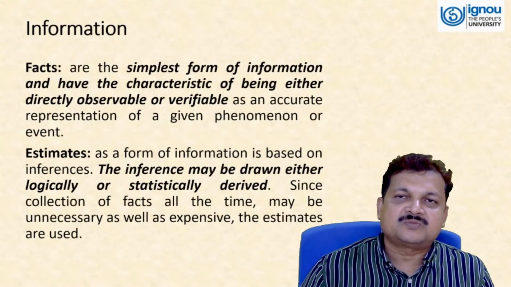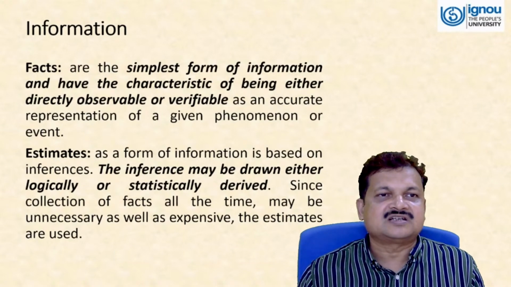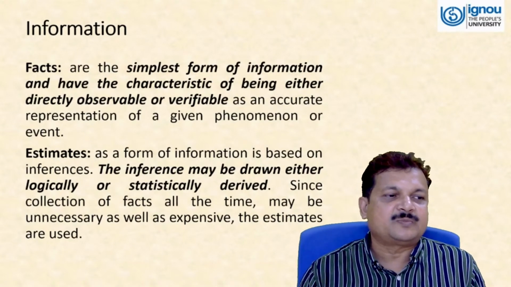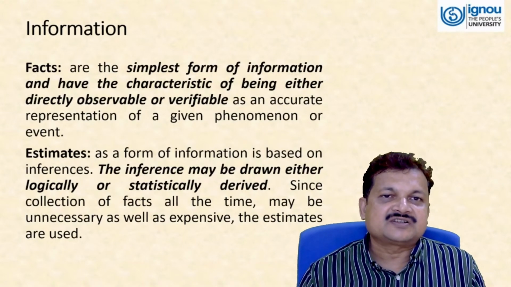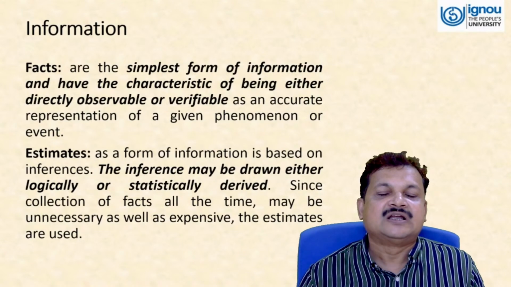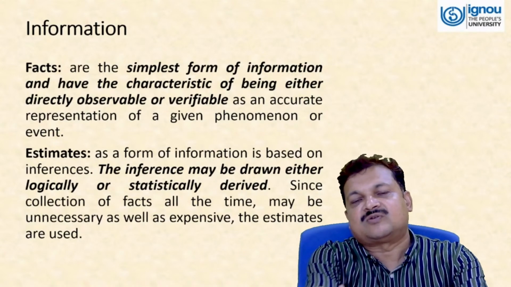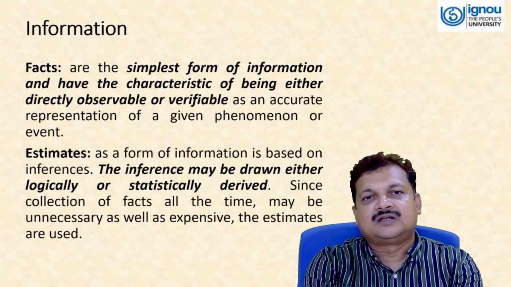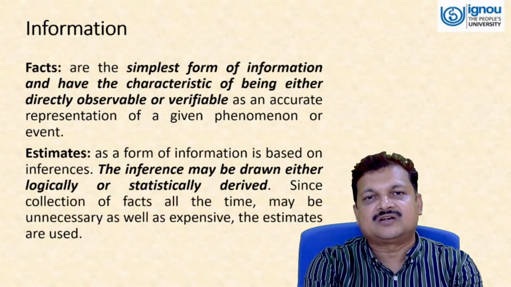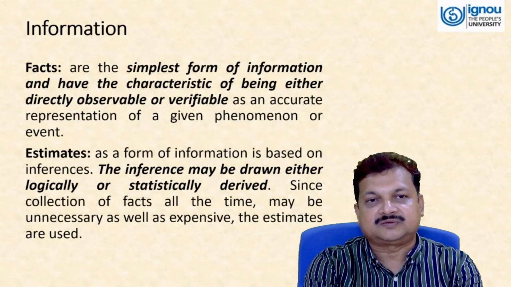As for the information we get from the market, it is based on several things. Let us go through them one by one. One is facts. Facts are the simplest form of information and have the characteristic of being either directly observable or verifiable. For example, we can see the statistics given in the newspaper on the sales of different categories of cars of a particular company, or from different companies, in a particular year or quarter.